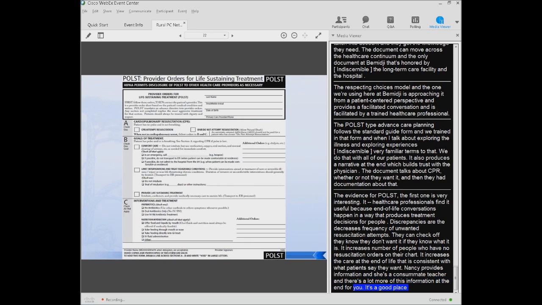I promise I'll get past this. Okay. The document. Oh, yes. Okay. So what we wanted to do is, you folks are working with the POLST, so I'm going to go through this real quickly.